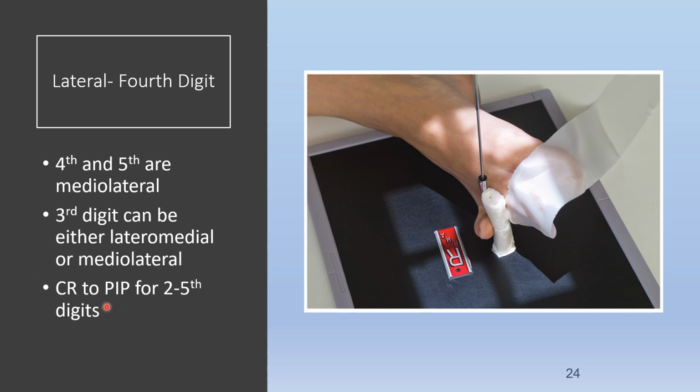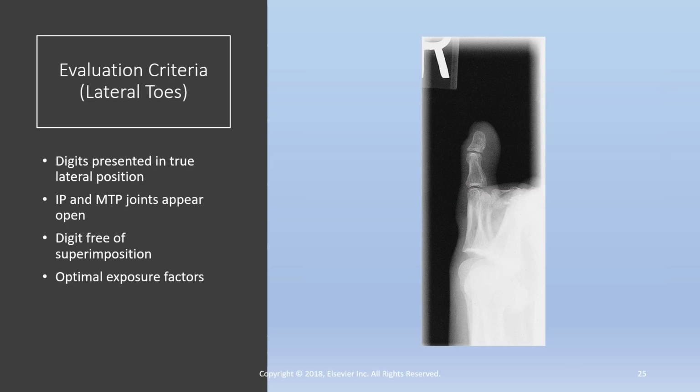Central ray, like we said, is to interphalangeal joint for first digit to proximal interphalangeal joint for 2, 3, 4, or 5. And when that image is complete, this is a lateral toe. This is equivalent to 6.5 on page 230. So this is a lateromedial projection of the second digit. The digit should present in true lateral fashion. The interphalangeal and metatarsal phalangeal joints should appear open. The digit should be free of superimposition.